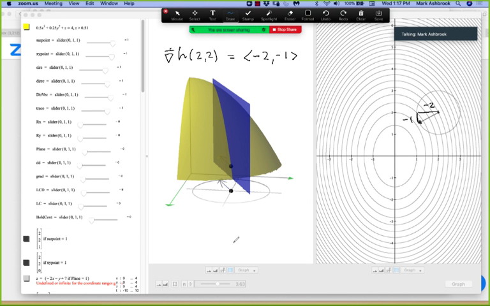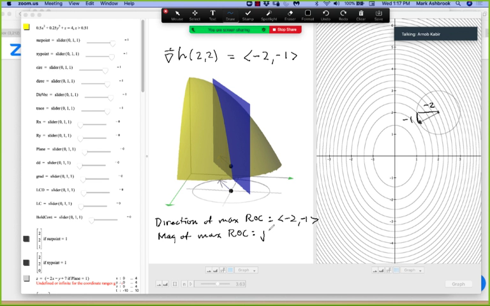Okay? And so that's our direction of max rate of change: -2, -1. The gradient. The actual magnitude of the max rate of change is going to be what? What do we say?